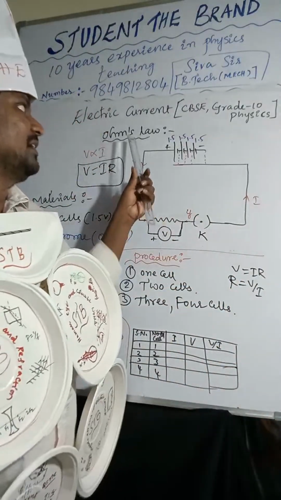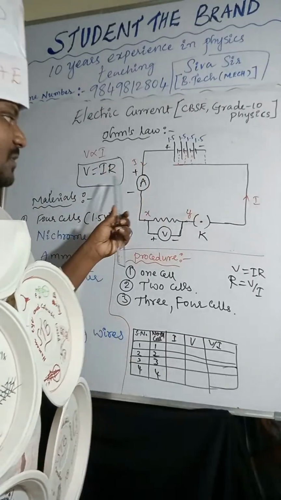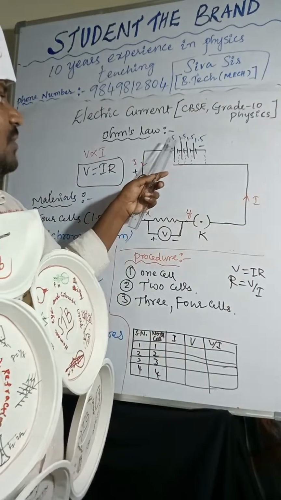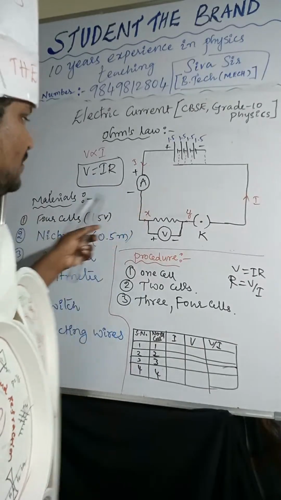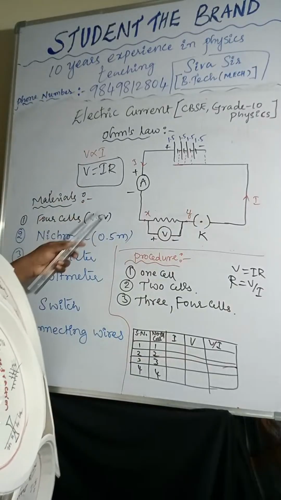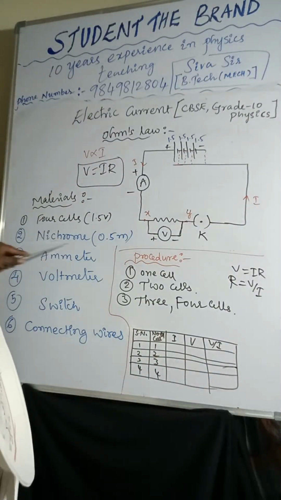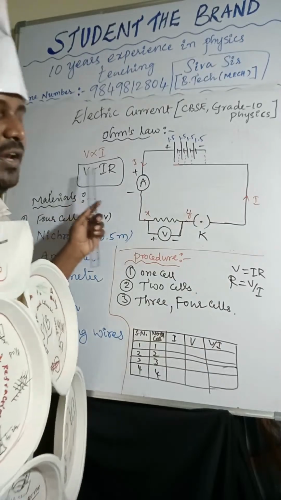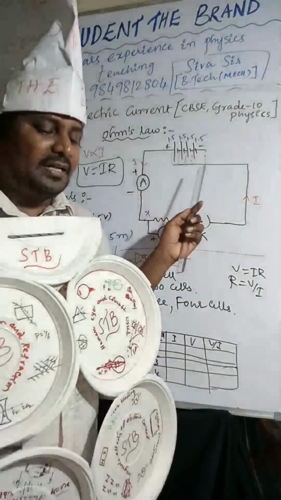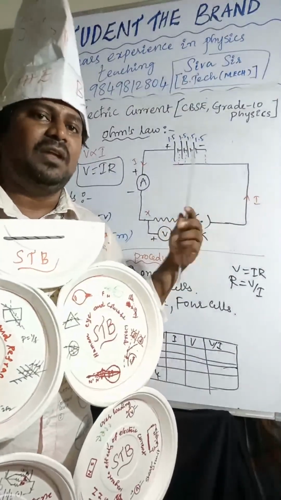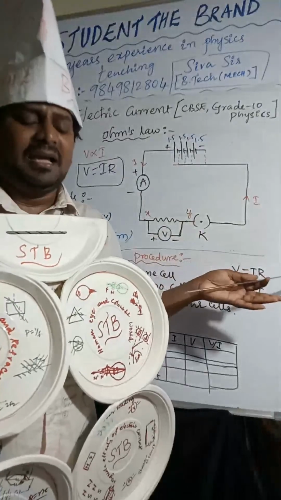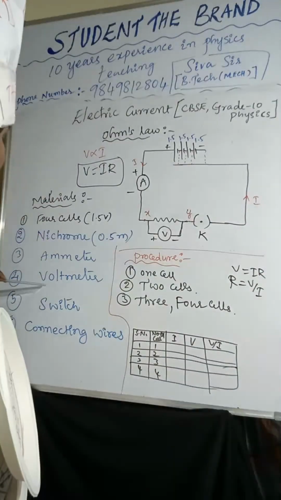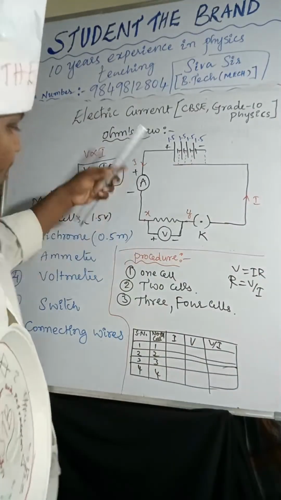To do the activity of Ohm's law, we need the following materials. We have to take 4 cells, 1.5 volts each. Nichrome wire is an alloy of nickel, chromium, manganese and iron metals. Next, an ammeter, a voltmeter, a switch and connecting wires.